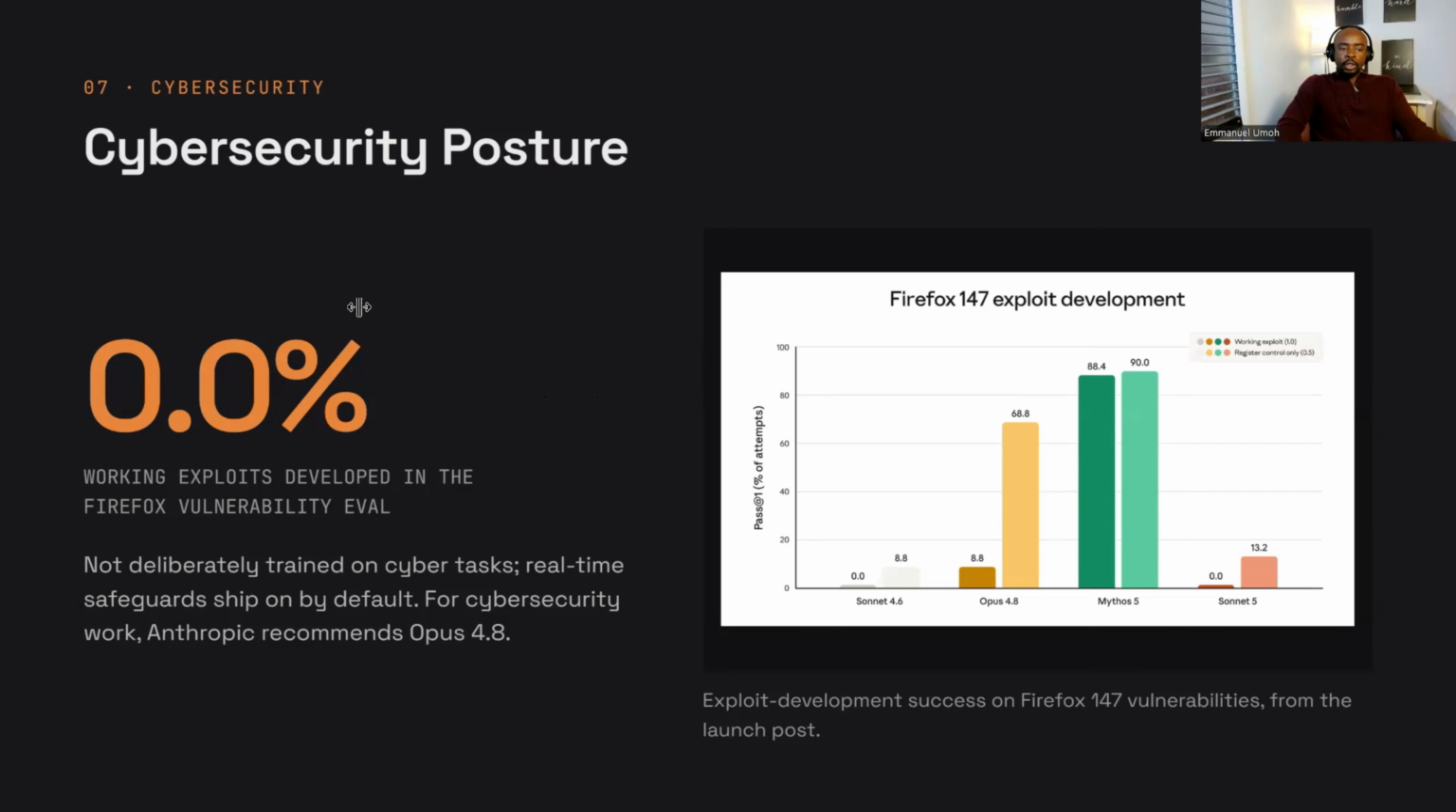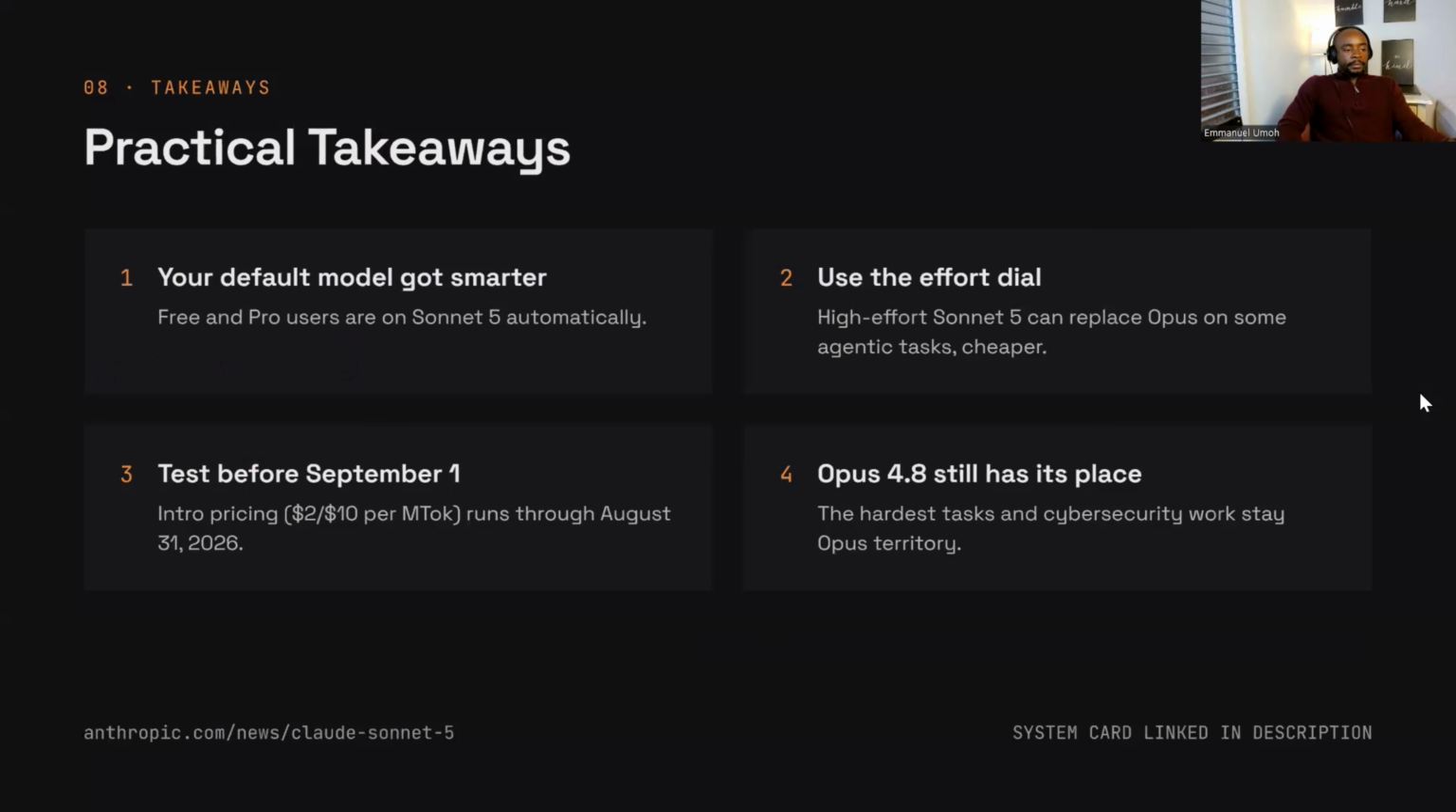So we have the cybersecurity posture here, where, when it comes to using it on browsers like Firefox, it was intentionally left at 0%. But this is where Opus 4.8 still reigns, where you need to make sure that you're using 4.8 when you're doing certain browser activities in order to stay safe.